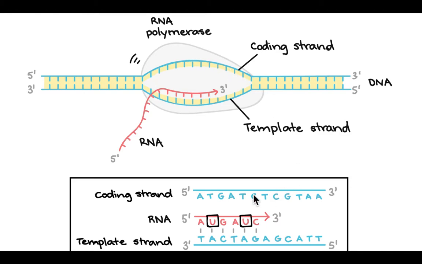If we look at the bottom of the page here, on the coding strand, we have an adenine, a thymine, a guanine, an adenine, a thymine, a cytosine, a thymine. And on the template strand, adenine goes with thymine, thymine goes with adenine, guanine goes with cytosine, adenine goes with thymine. But then the RNA matching against the template strand ends up being the same as the coding strand, with the exception that thymine in DNA is replaced with uracil in RNA.